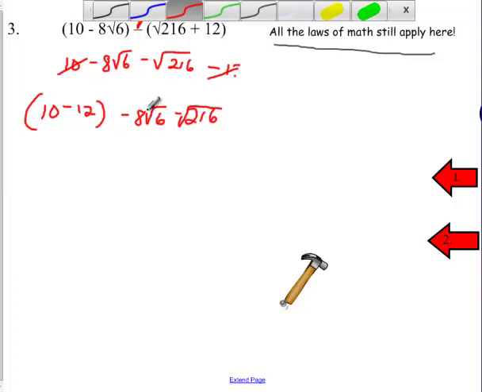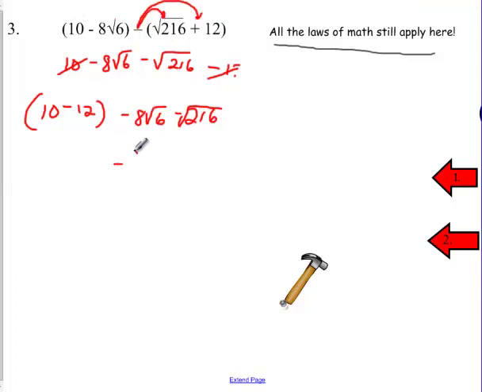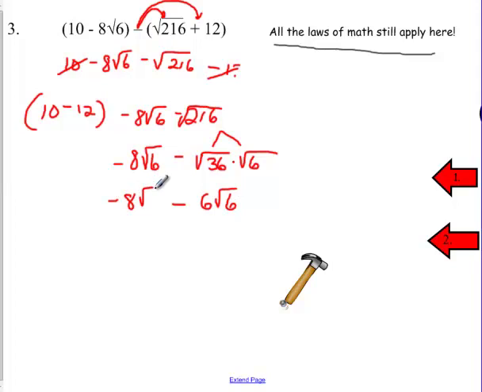All right, so there's no perfect square that goes into 6. It can't get broken down. But 216, is there a perfect square that goes into 216? Well, if you look on that square root list that I made you copy down in yesterday's notes, you will realize that 36 times 6 gets me 216. So let me take some time and break it down. So that's 6 radical 6. I got the minus 8 radical 6. And, well, I can do 10 minus 12 and get negative 2.